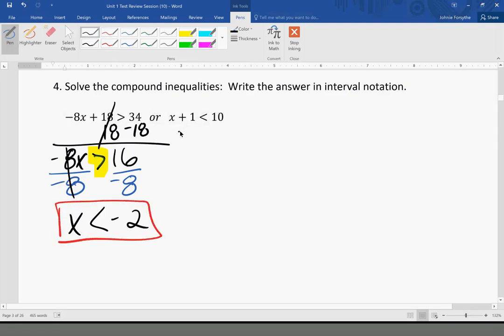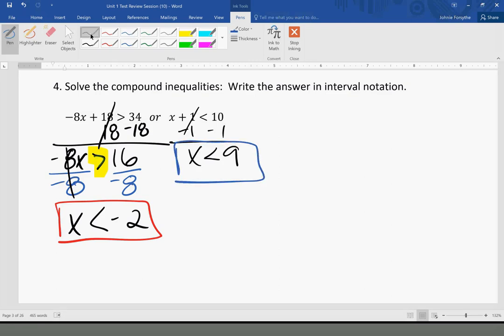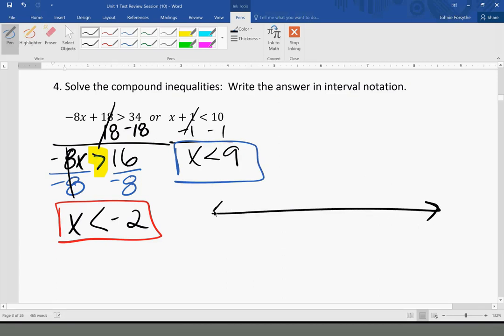Now this other one, we just subtract the 1. So then we have x is less than 9. That's the other solution. Now let's graph it so we can write our interval notation, because I just think graphing it helps to write the interval notation so much better. So we have negative 2 and 9.